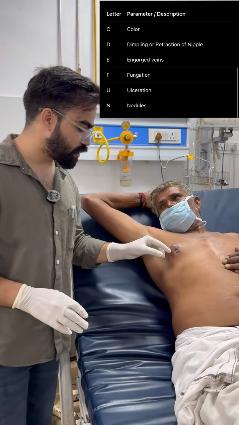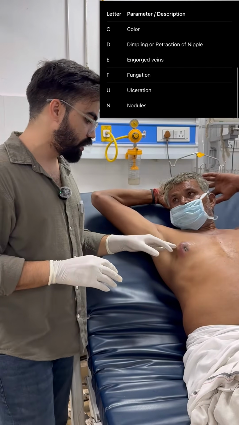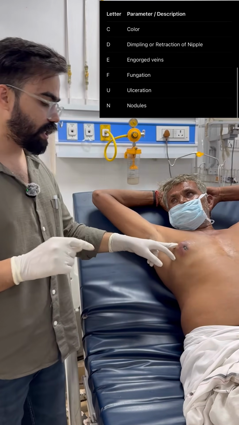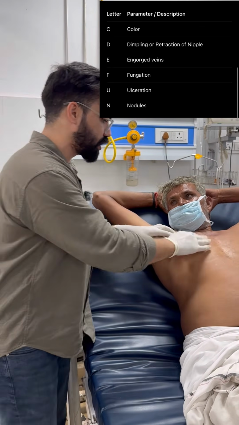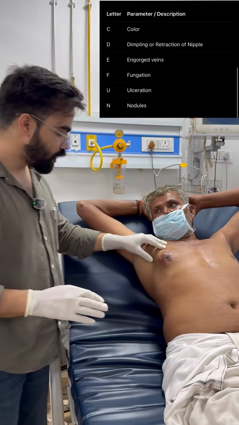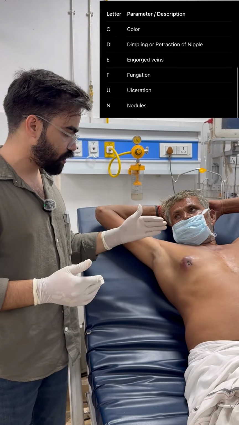So in this case, the changes in the nipple are recent, so they are vital for our study. After D, we need to talk about E. E stands for engorged veins over the chest. Now, in this particular case, there are no engorged veins. F stands for fungation. There is no obvious fungation on the breast.